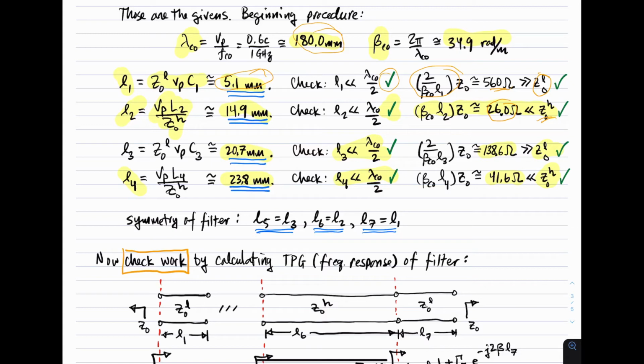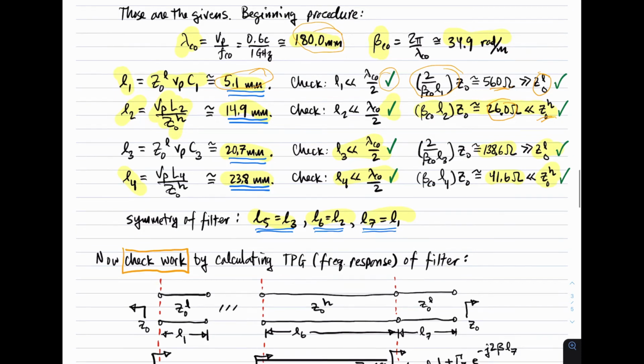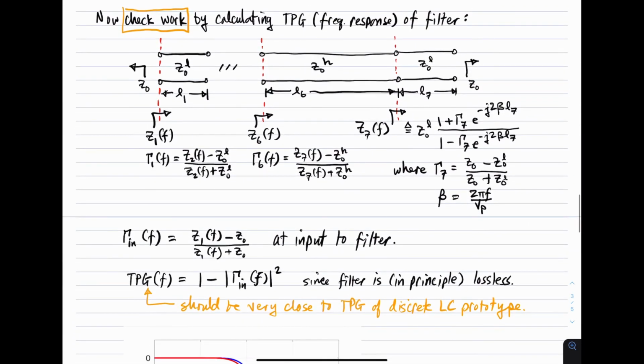From the symmetry of the filter, we know that L5 is equal to L3, L6 is equal to L2, and L7 is equal to L1. So no need to recompute those. All that's left to do is to check it and implement it and possibly measure it. Let's talk about how we check this design. This looks complicated, but it's really the same simple procedure applied, in this case, 7 times. So just bear with me here and see what's going on.